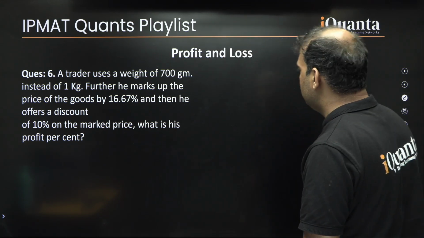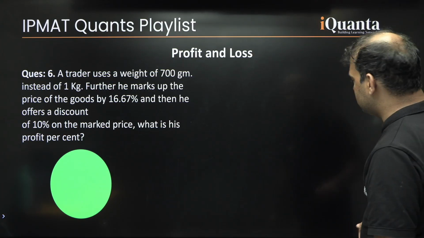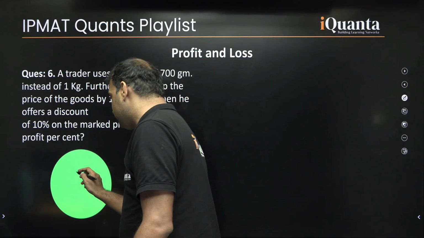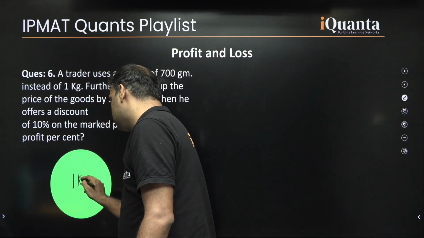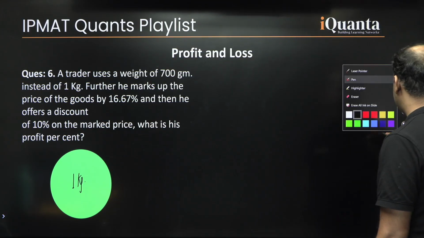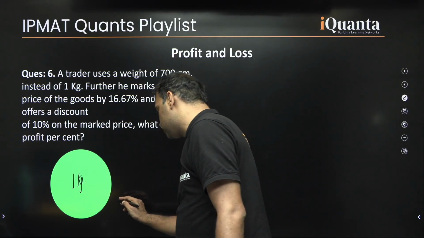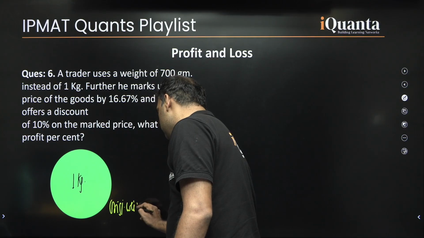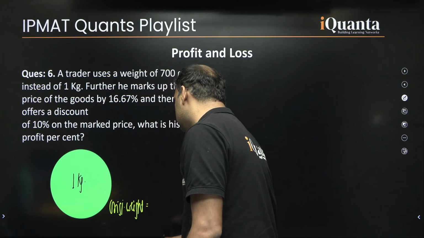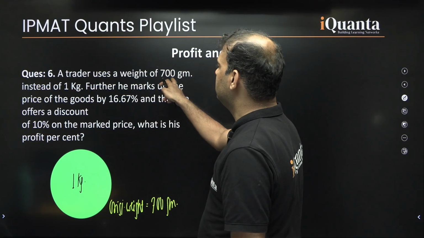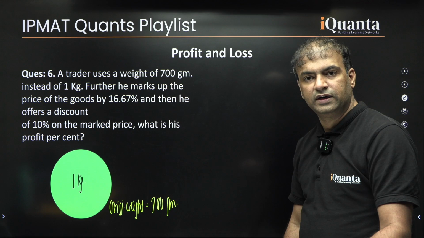All right, guys, let me draw the similar diagram. So what is the original weight? The weight which is written on this weight is 1 kg. This is a weight on which 1 kg must be written, but the original weight of this should be, as it is given, 700 grams, right? He uses the weight of 700 grams instead of 1 kg.